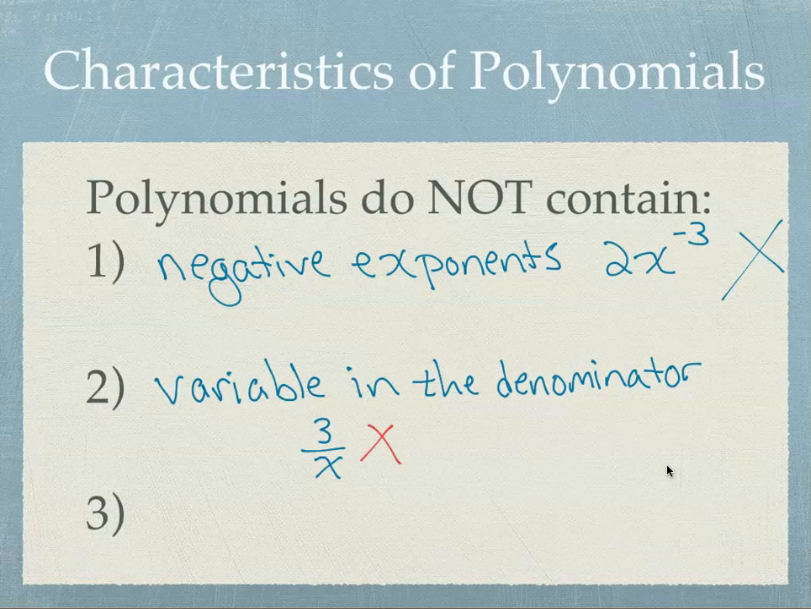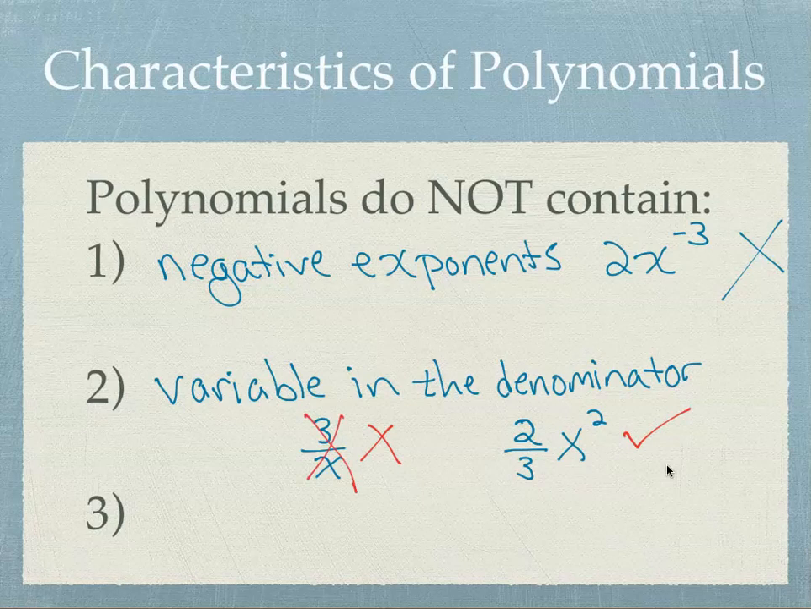But be careful, because if the fraction that you see is made of all numbers, there's no variable in the denominator. So like 2/3 x squared, because that x is not in the denominator, that is a polynomial. If the only thing in the denominator of the fraction is a number, then that's okay. All right, so this one does not work, but this one does.